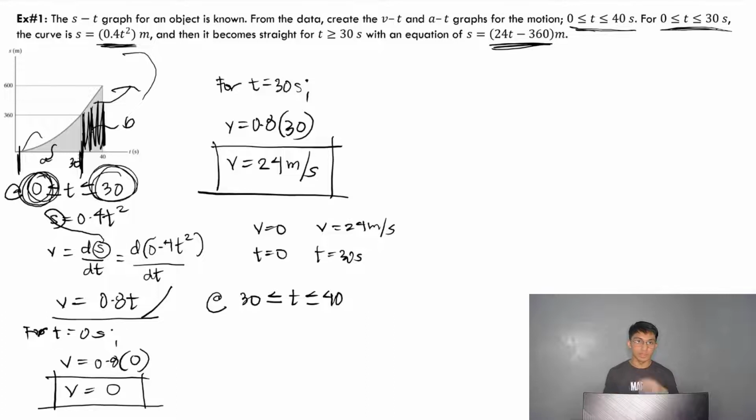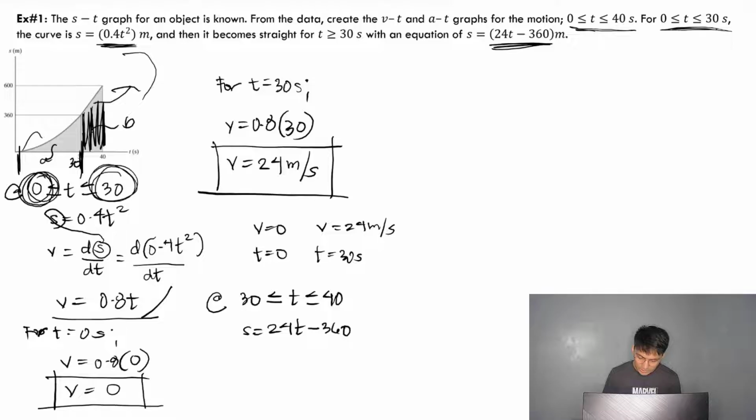So, ito naman yung ating isosolve ngayon. And sa part na 'to, iba na yung ating equation. We have a given equation: S is equal to 24t minus 360. So, ito naman yung ating equation ngayon.